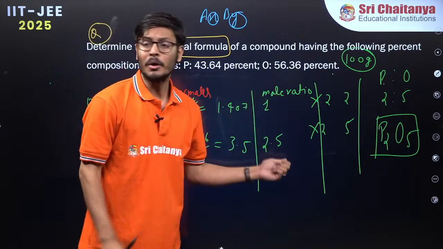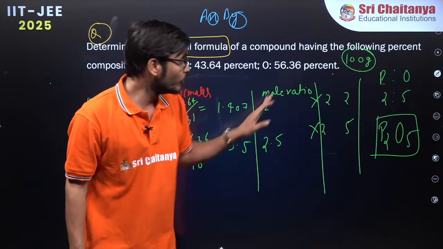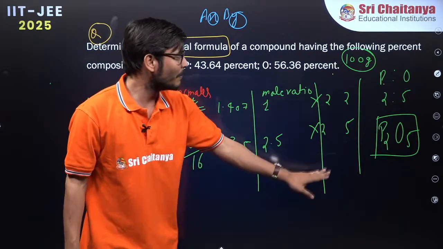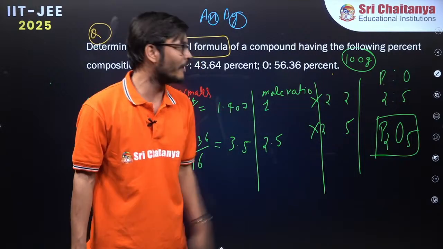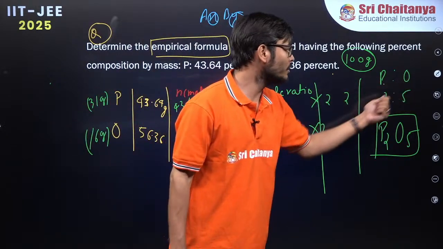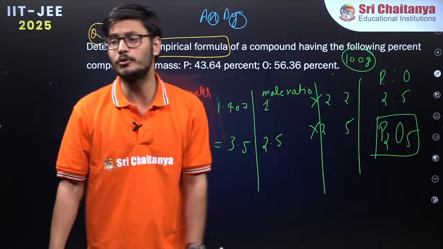Once I have that, most of the time these numbers will be whole numbers. If you don't get whole numbers, multiply by such a number that you exactly have whole numbers, which is 2 and 5. So phosphorus to oxygen, what is the mole ratio? It is 2 and 5. So the empirical formula is P2O5.